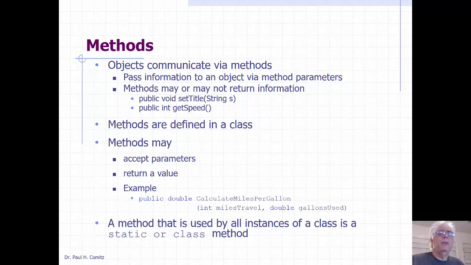So here is an example, and the point here is objects communicate via methods. So the behavior and the communication between objects is via the methods that are available in that object.